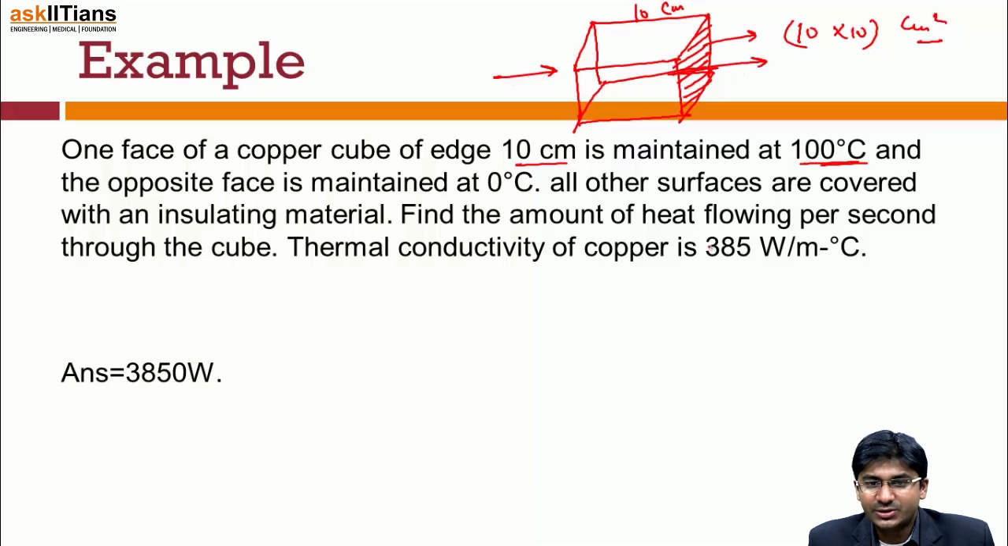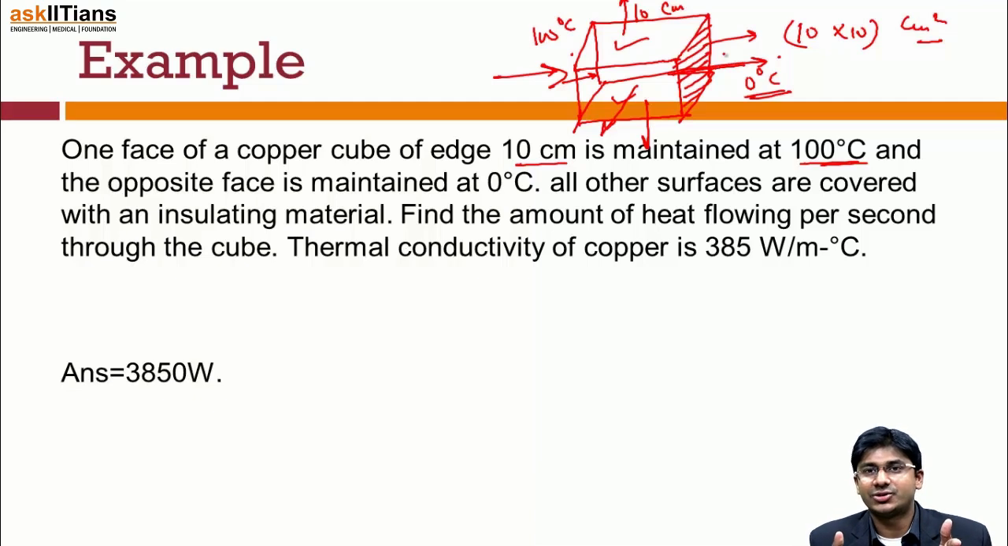Heat is flowing, suppose, in a particular direction. I assume that this one is at 100 degrees Celsius and this is at 0 degrees Celsius, right? So heat will flow from this to this, okay? Now all the other surfaces are covered with an insulating material. It's given that all the other surfaces are covered with insulating material. So what that means is that heat cannot go out from this side or this side or this side, from none of the sides. Heat will only enter this side and exit this side. That's the only possibility.